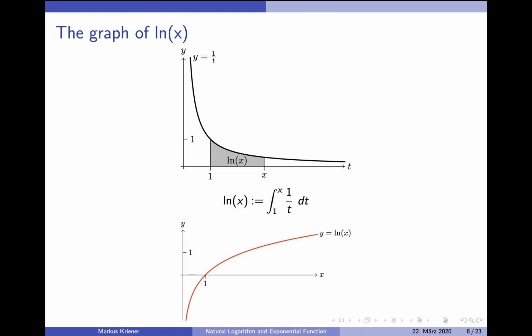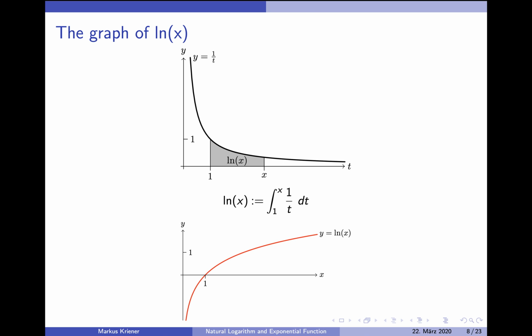In red, you see the graph of ln of x. Its form should be obvious from the definition. For instance, if x is 1, then there is no area, so ln of 1 is 0. If x increases starting from 1, you create some area, and so ln x increases, becoming flatter and flatter because 1 over t becomes smaller and smaller. If x is smaller than 1, the area counts as negative, hence ln of x is negative.